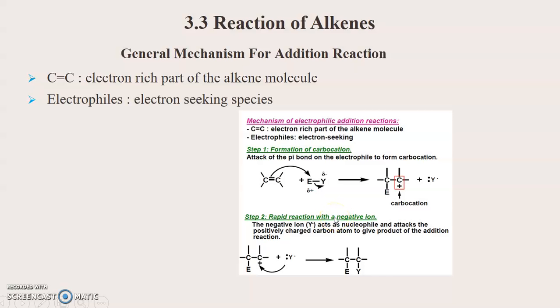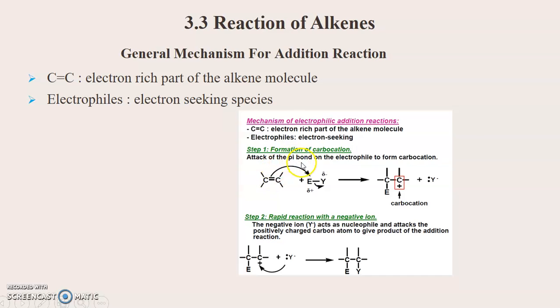So this is the general mechanism for addition reaction. Yeah? The CC double bond is the electron-rich part of the alkene molecule. So the reaction only occurs at this center. And electrophile is the electron-seeking species. Nucleophile is the nucleus-seeking species. So electrophile is normally a positive species. Yeah? So for example, this one, this is delta plus, this is delta minus.